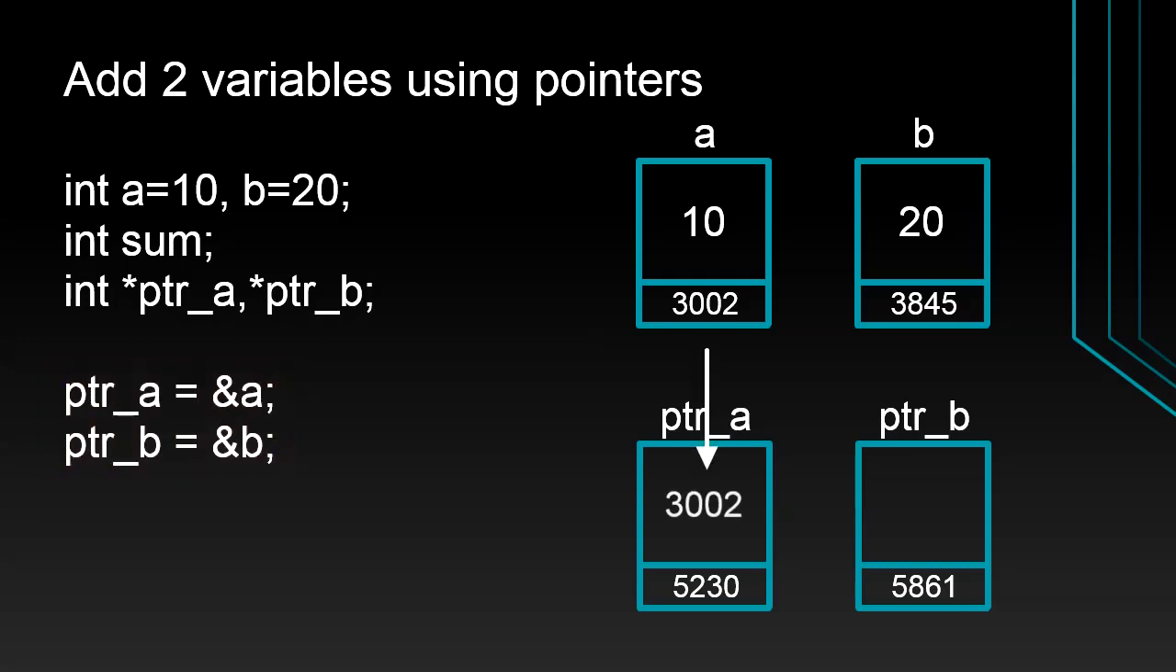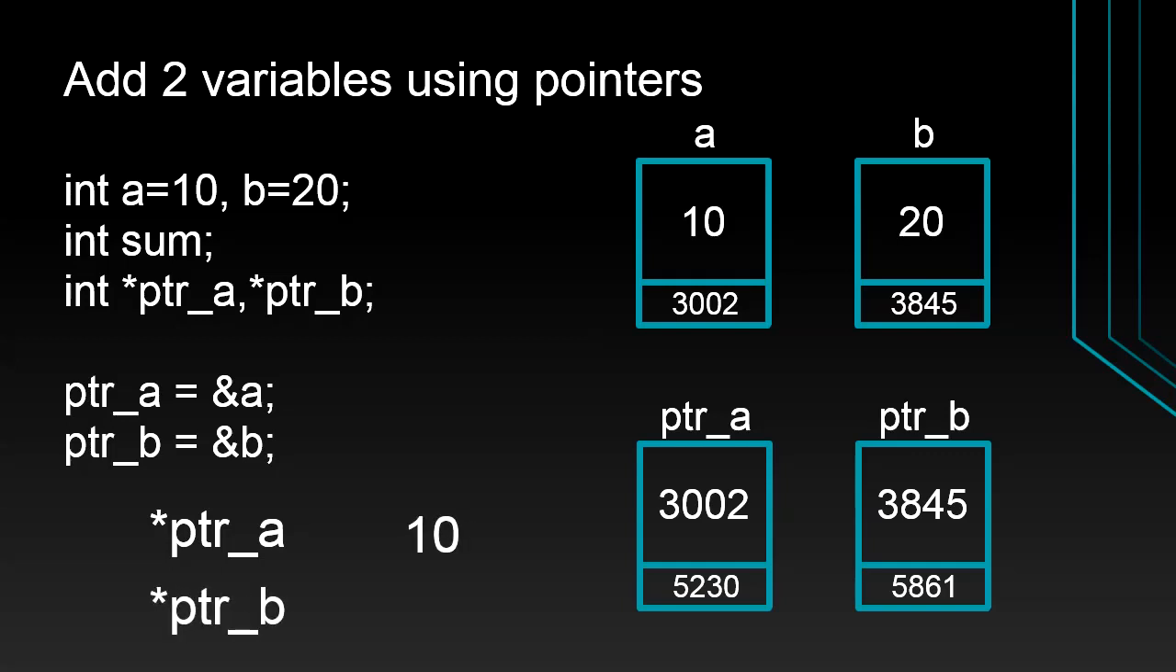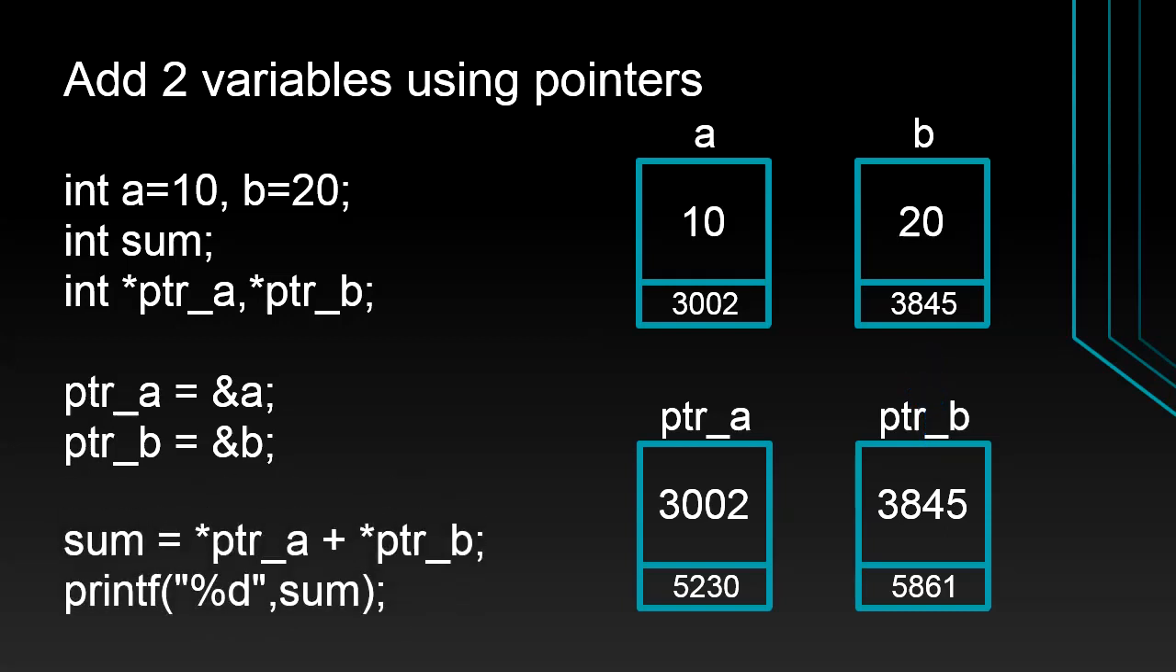Now 3002 and 3845 are stored in ptr_a and ptr_b respectively. The value at address in ptr_a will get you 10 and the value at address in ptr_b will get you 20, since ptr_a is pointing to A and ptr_b is pointing to B. Now adding those and printing the sum will give you the output as 30.